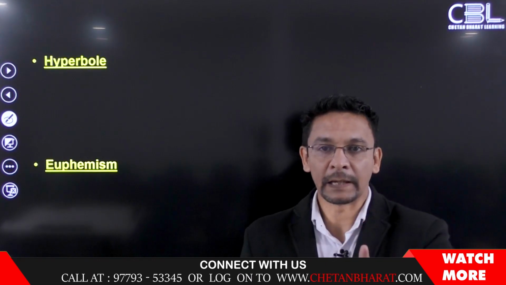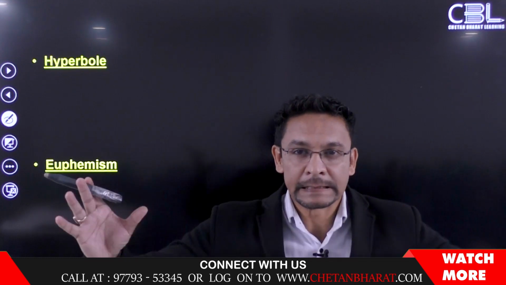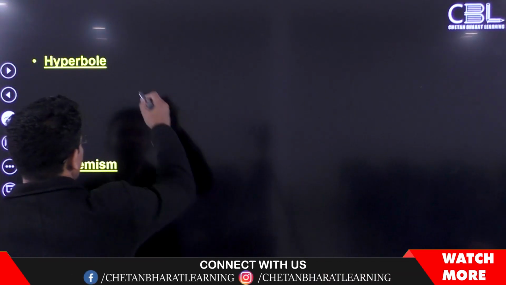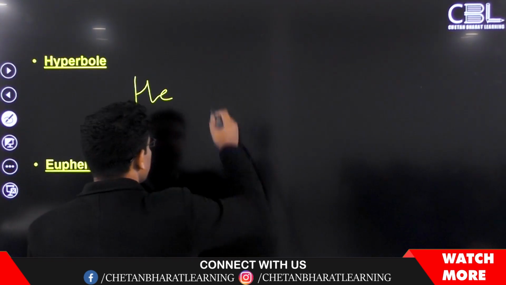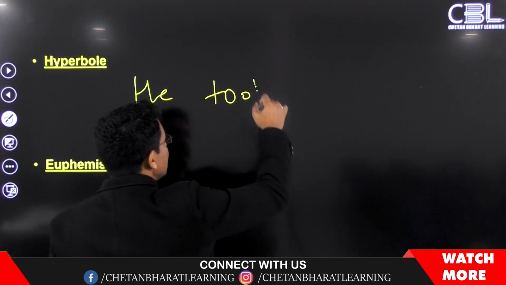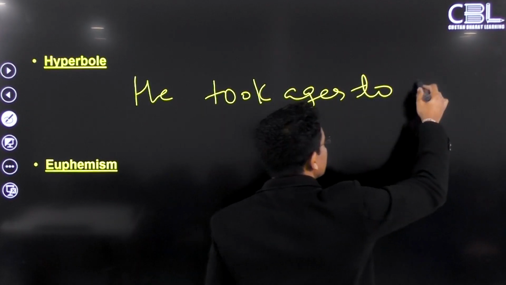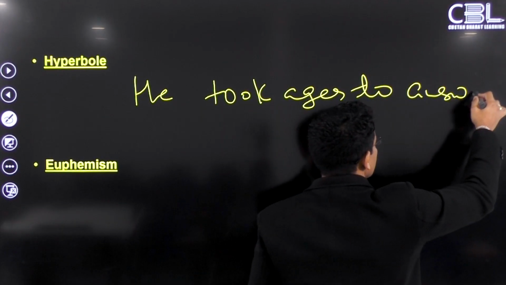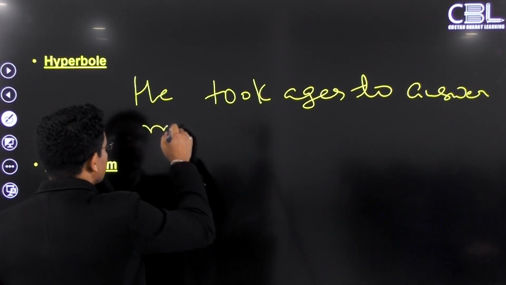Hyperbole. Hyperbole is something that is huge in intensity. So much that it may be unrealistic. He took ages to answer my phone call. In Hindi we call it atishokti alankar.